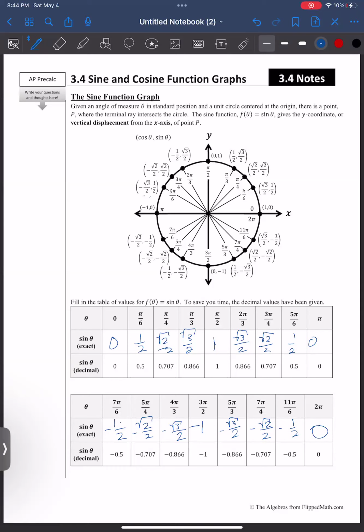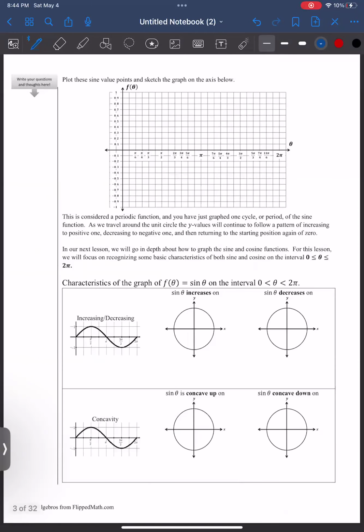Now what this is going to help me do is actually graph my data. So as you can see here, I have my graph right here. I'm going to go ahead and plot my points. So I had 0, 0, and then at pi over 6 it is 1/2. And then I have 0.707, and then 0.86. And then at pi over 2, I am at 1. And then it's like a mirror, so I don't really have to think too much, just as long as they're kind of in the same place.